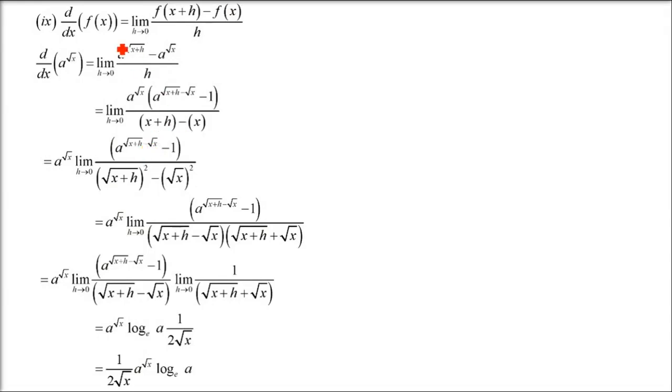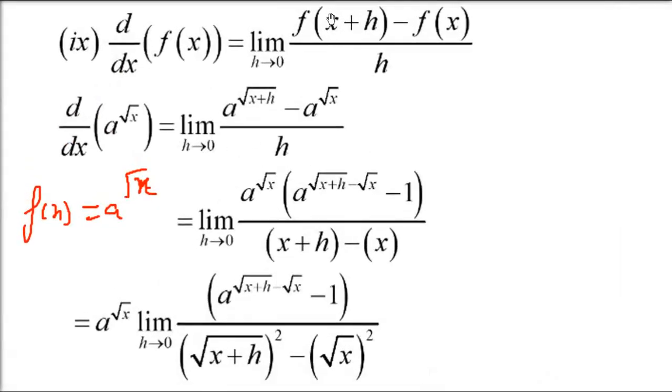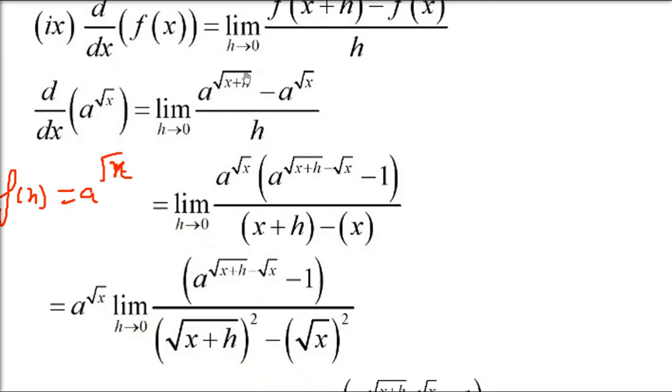I'll just show you. Here we have a raised under root x. It is not e raised, it's a raised under root x. f(x) is given as a raised under root x. So what we are going to do here is f(x plus h) minus f(x) by h. So a raised under root x plus h minus a under root x by h.